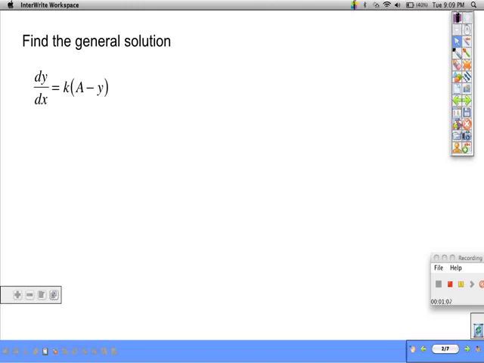So here is an example of a separable differential equation, and we're going to find the general solution. We want to find out what does y equal. But the problem is the derivative involves y. So what we're going to do is separate this. Essentially this problem becomes, I can divide both sides by a minus y.